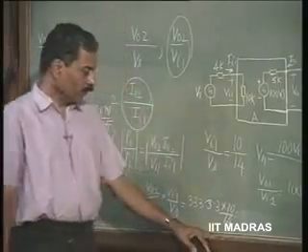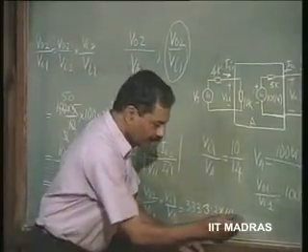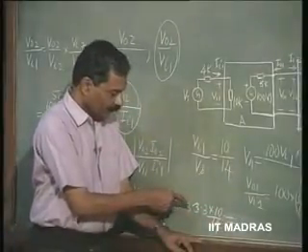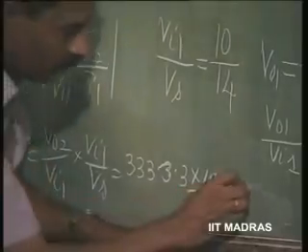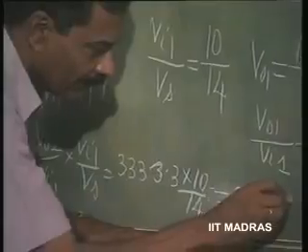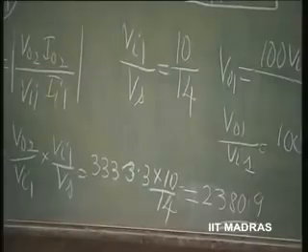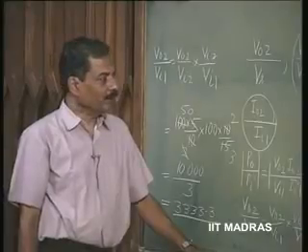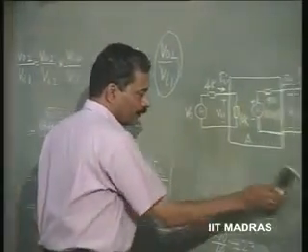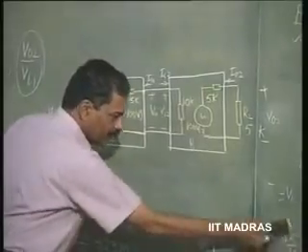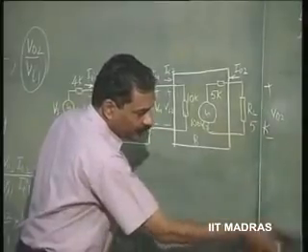So, the overall gain V naught 2 divided by Vs, therefore, equals 3333.3 into 10 by 14. How much is that? 2380.9. So, that is the overall voltage gain. Now, we would like to evaluate the current gain in a similar fashion. This we will try to evaluate using the information about voltage gain.